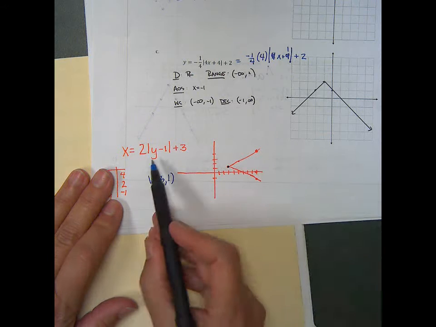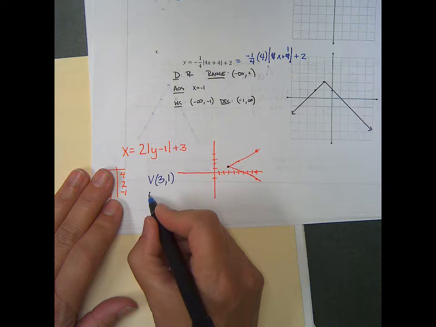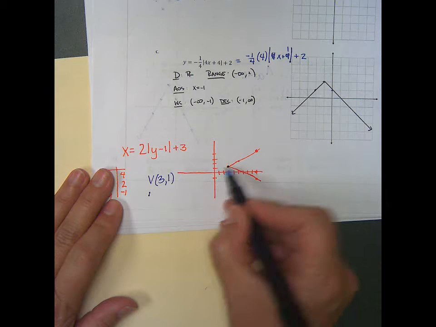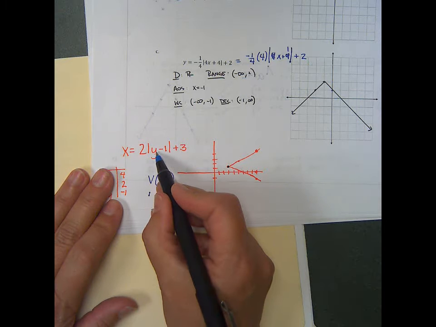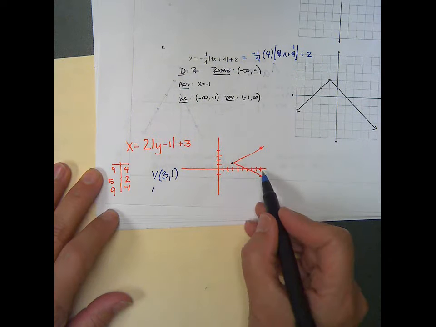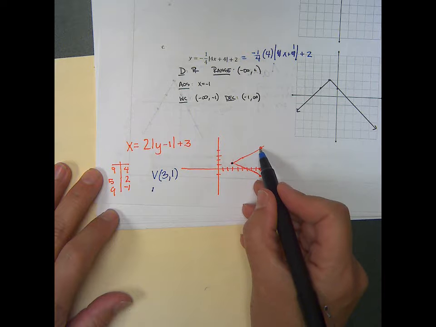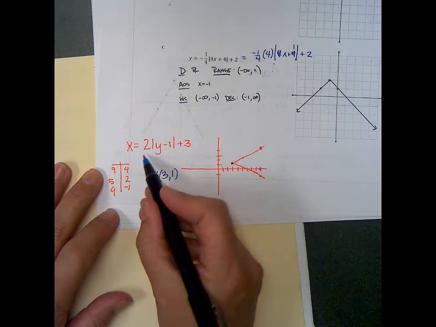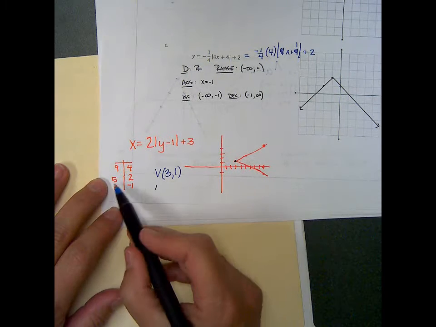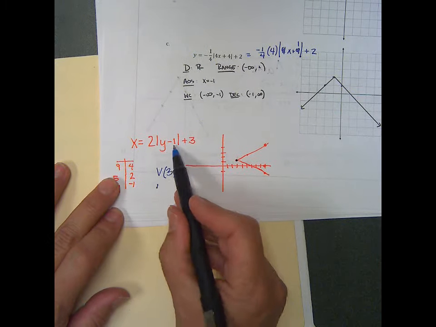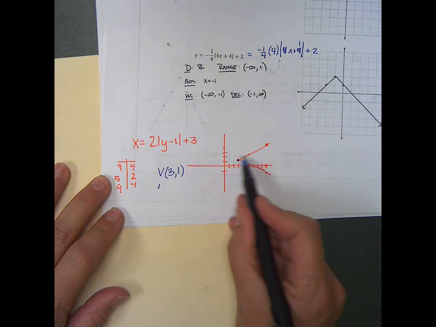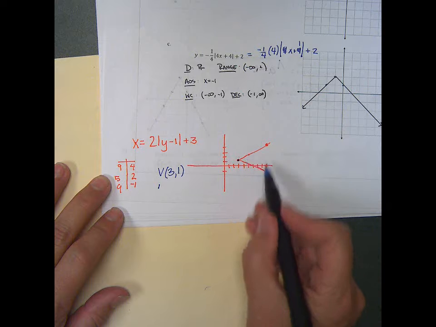If I plug in y is 4, I'm going to get 3 times 2 is 6, plus 3 is 9. So at the point where x is 9, y is up at 4. But then I notice, since it's an absolute value, I would have gotten the same value on the other side. If I plug in y is 2, I get 2 times 2 plus 3 is 5. So when y is 2, x is 5, and it's going to match it on the other side. So this is also symmetric.